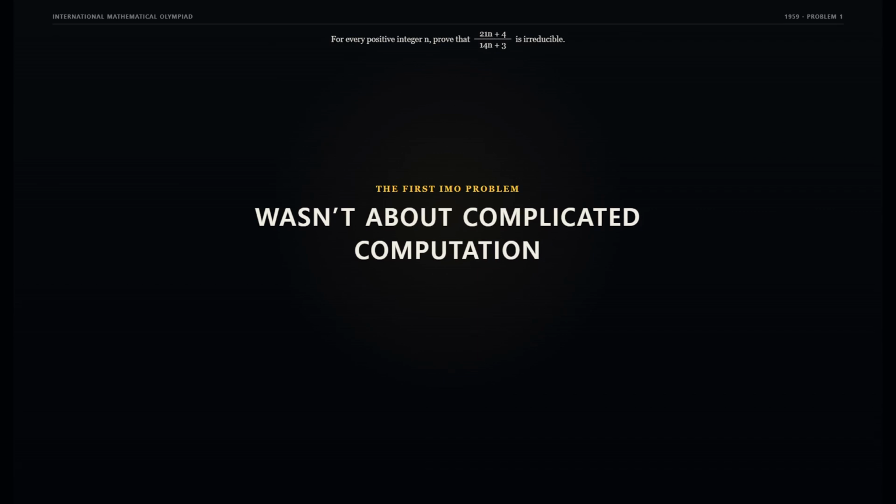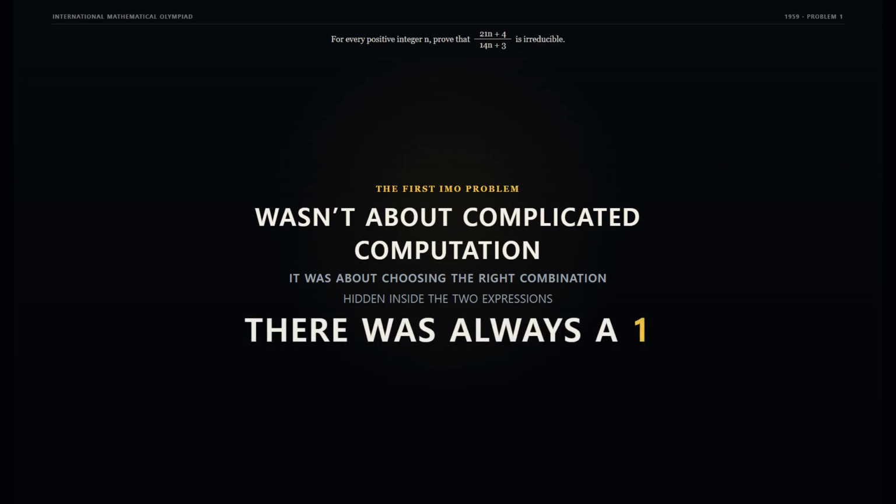The first problem in International Mathematical Olympiad history was not about complicated computation. It was about choosing the right combination. And hidden inside two expressions depending on n, there was always a 1.